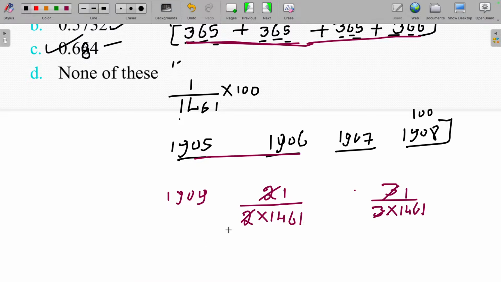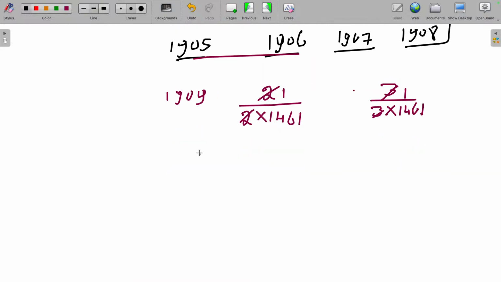1 divided by 1461 into 100. Tell me the 100 percentage value. This is the 100 percentage value. 100 percentage is equal to 1461. Is it clear? First step.